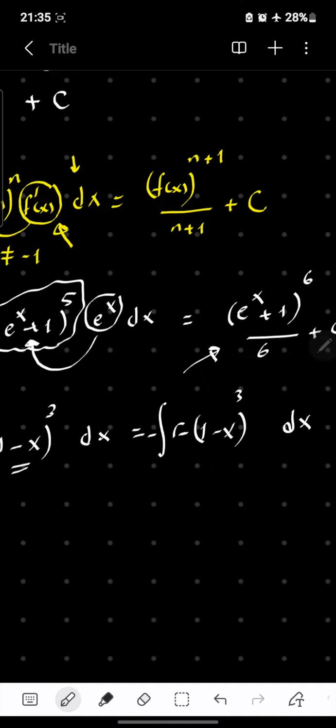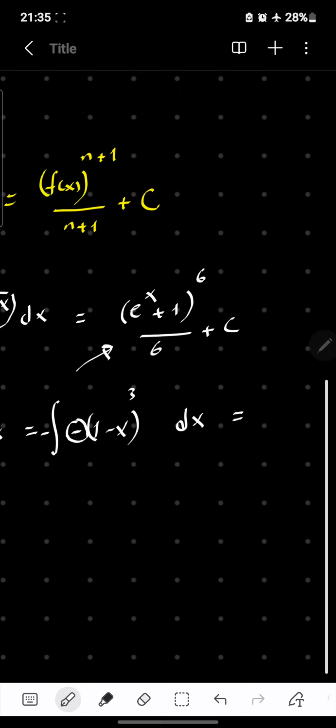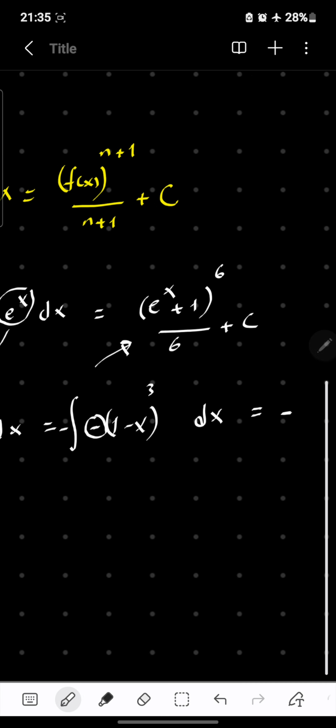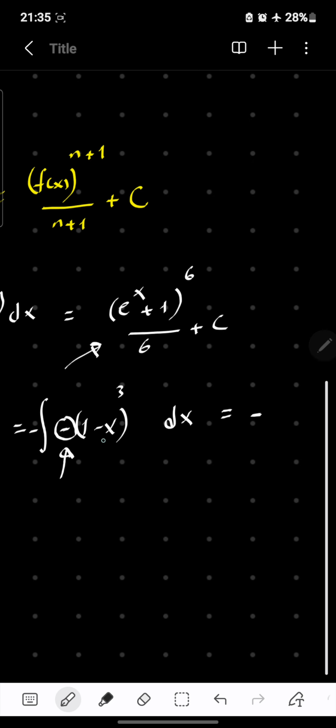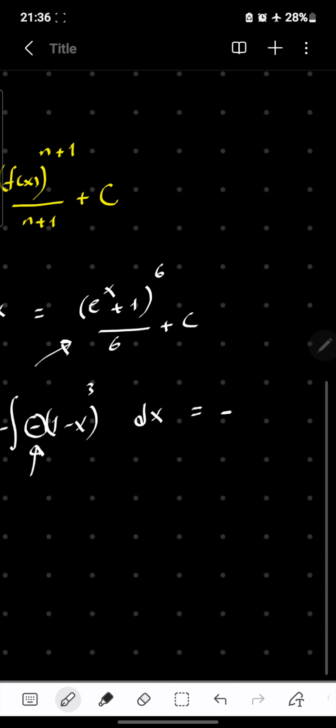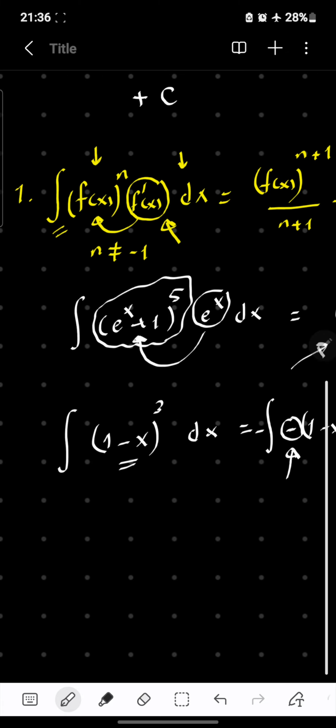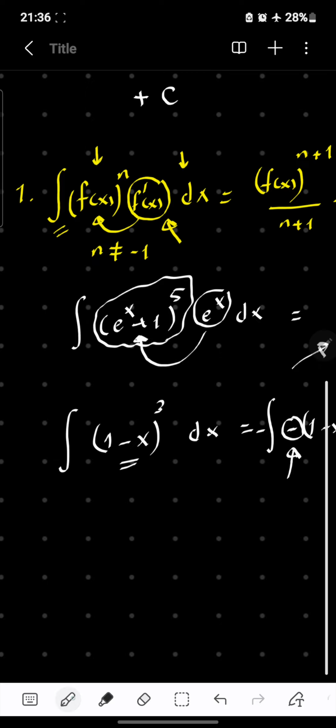So negative 1 now exists here as the derivative of 1 minus x, and we multiply by negative 1 outside the integral, because the integral from the beginning is positive, so the negative from outside will stay with us. We cannot take this negative outside in the solution, so we can raise the power now to 4 and divide by 4 plus c. So this is the first rule that you have to check if you have any integral to solve.